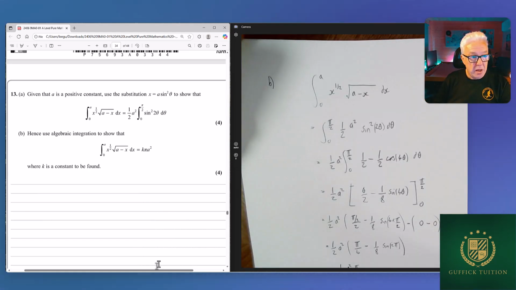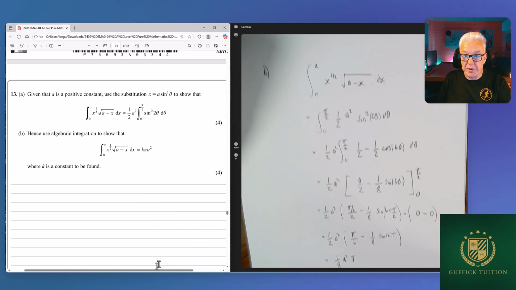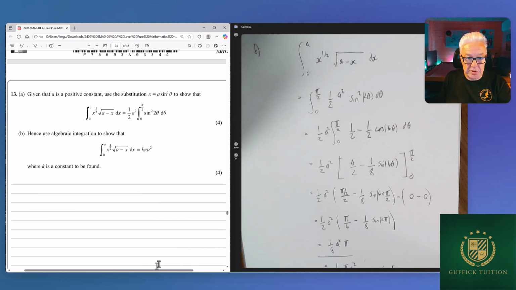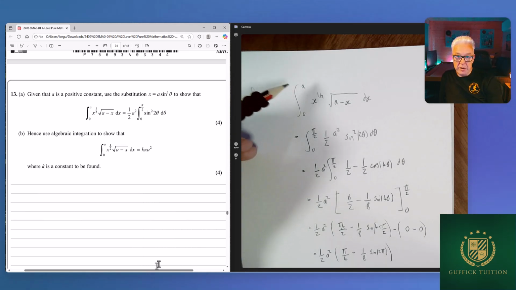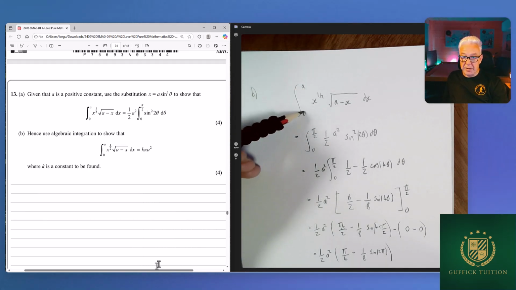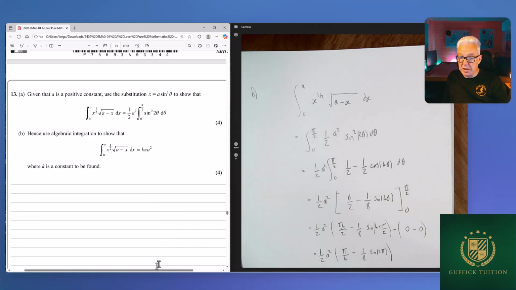Part B then. We basically just got to work out what the integral is now, and show that it is equal to k times pi times a squared. So there's our original integral. Remember, we know that the a is pi over 2 and the 0 stayed as 0, and we're integrating this.